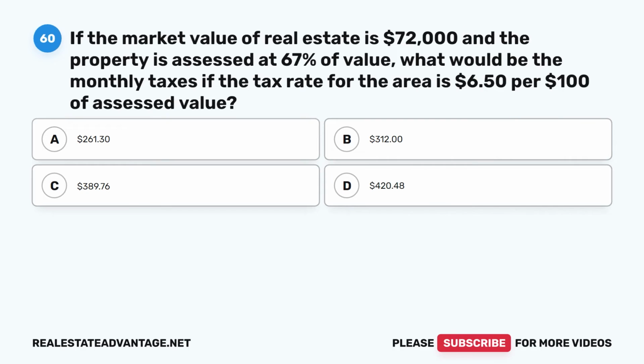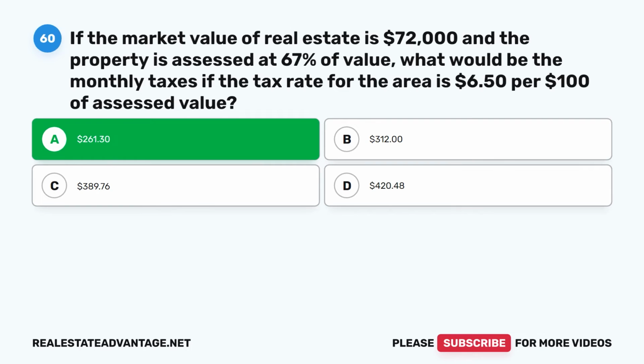Question 60. If the market value of real estate is $72,000 and the property is assessed at 67% of value, what would be the monthly taxes if the tax rate for the area is $6.50 per $100 of assessed value? A. $261.30. B. $312. C. $389.76. D. $420.48. The correct answer is A.